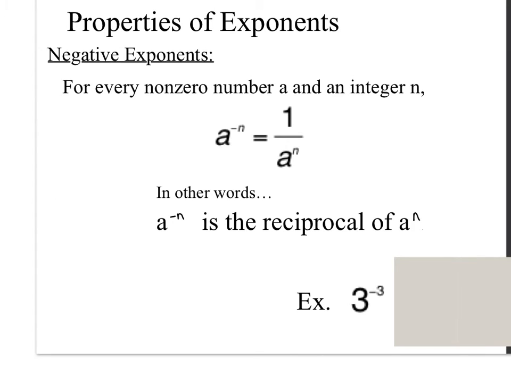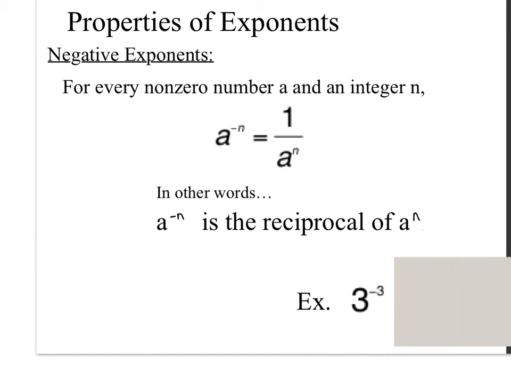Here's another property of exponents. In this case, we're going to talk about negative exponents. So for every non-zero number a, so any base that's non-zero, if we have a negative integer, that simply means we're going to use a reciprocal of that value. So a to the negative n is a reciprocal of a to the n. And likewise, a to the n is a reciprocal of a to the negative n.